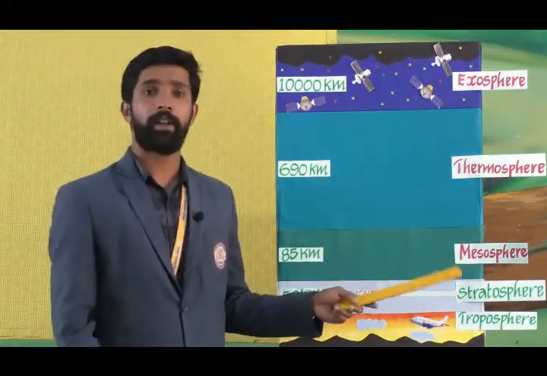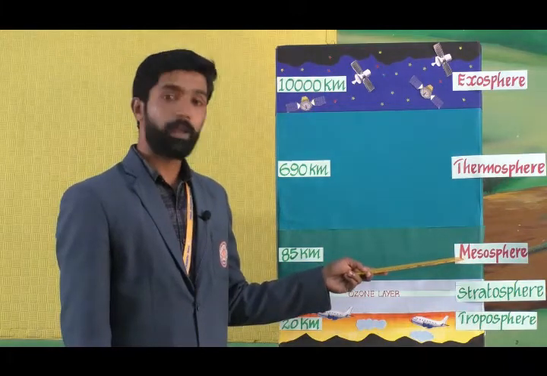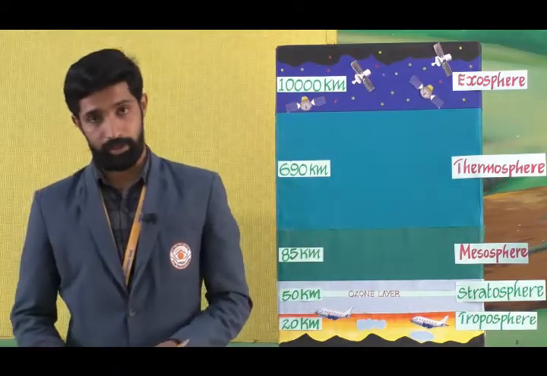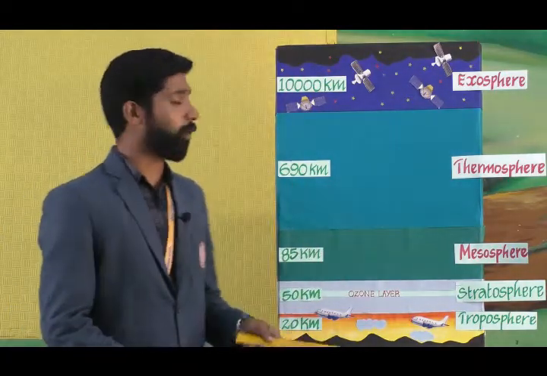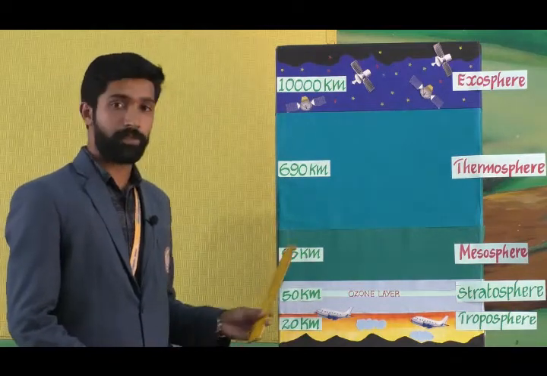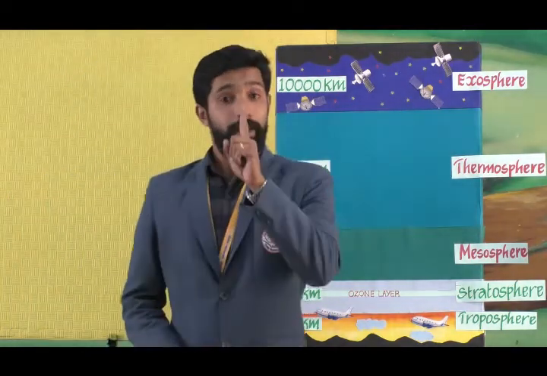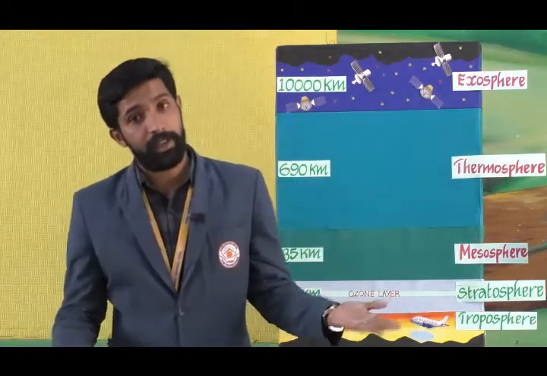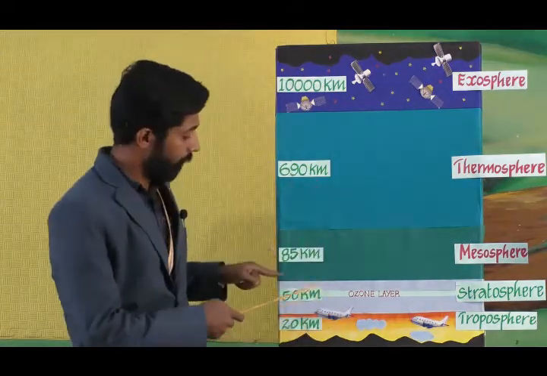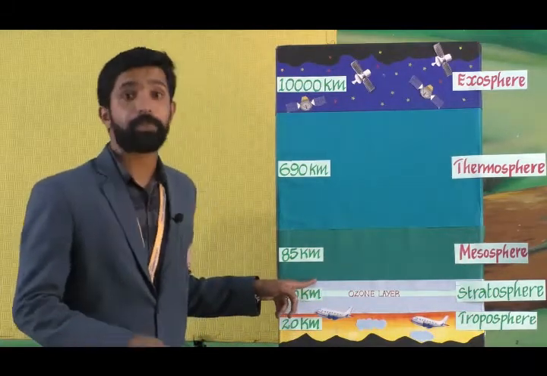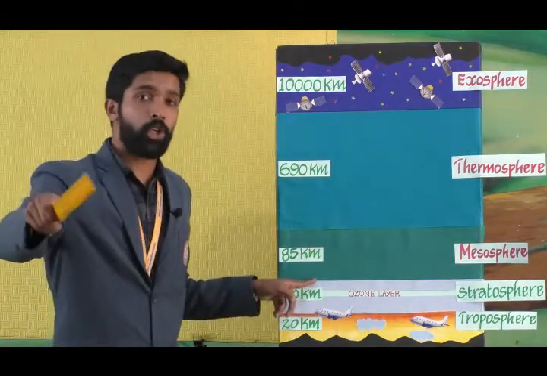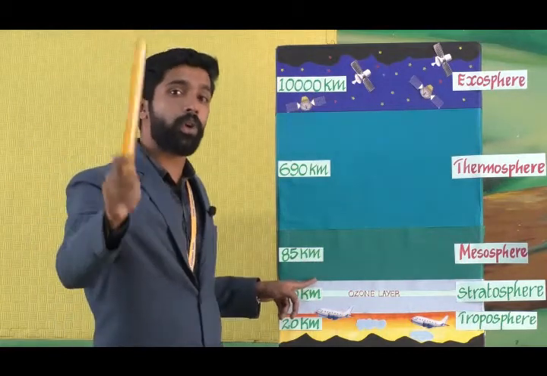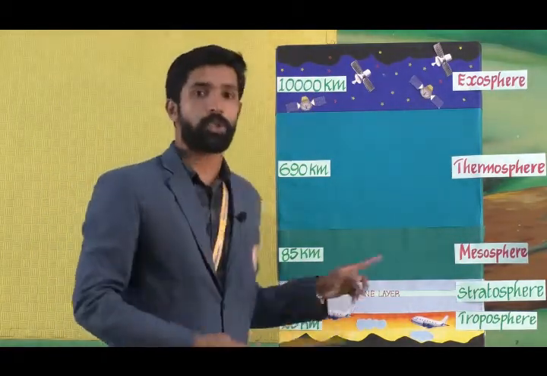And our next layer is the mesosphere. This layer lies above the stratosphere and it extends to a height of about 80 to 85 kilometers. The narrow boundary that separates the mesosphere from the stratosphere is called the stratopause.